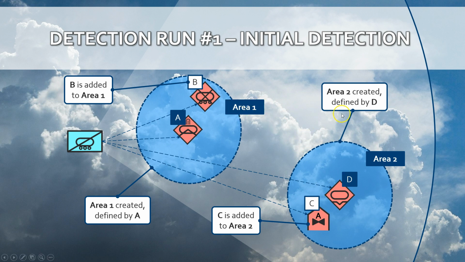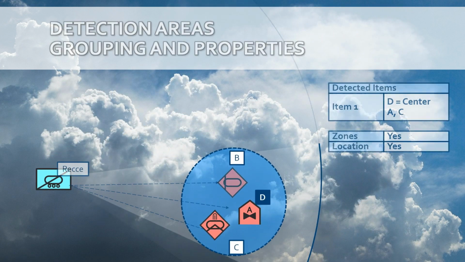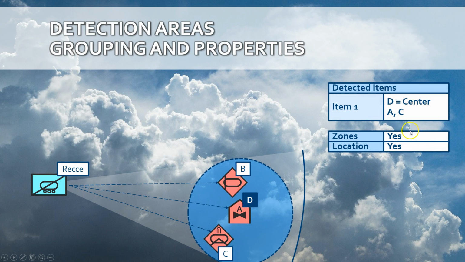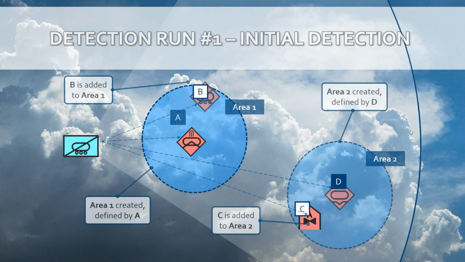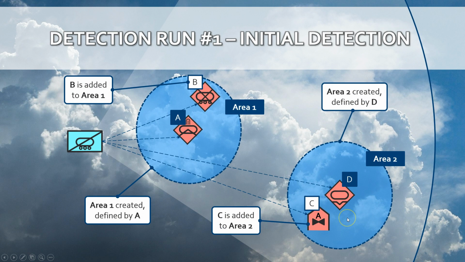Similar here for area 2. The first item that has been found that was not in area 1 is unit D, and area 2 is being created. Then C is detected, and C is added to area 2. So you would have in the list, as explained, 2 items with the respective units added. Now watch carefully. I'm going now to the next slide and see what happens.